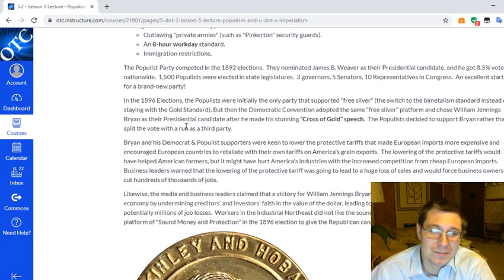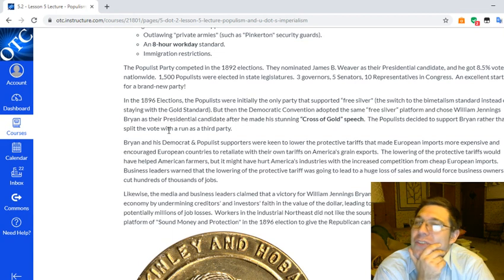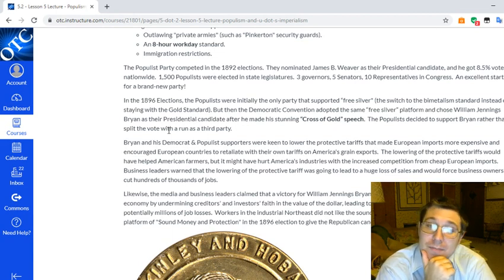I would say so. In the 1896 elections, the populists were initially the only party that supported free silver, the switch to the bimetallism standard instead of staying with the gold standard. But then the Democratic Convention adopted the same free silver platform and chose William Jennings Bryan as their presidential candidate after he made his stunning Cross of Gold speech. So now the populists had a real conundrum. Do we support William Jennings Bryan?